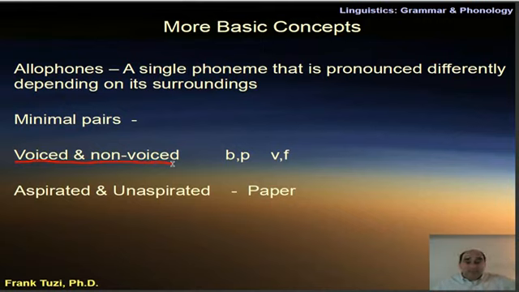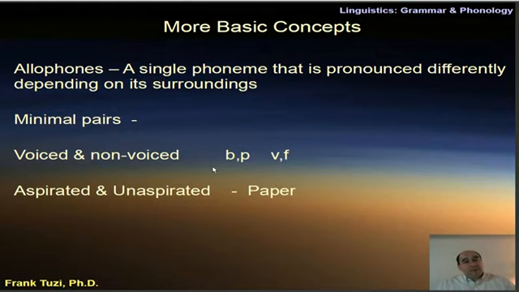So, for example, the B in boy is voiced. The V in V is voiced. P is the same thing as B, only it doesn't have a voice. So another aspect of language is whether it's voiced or not voiced.